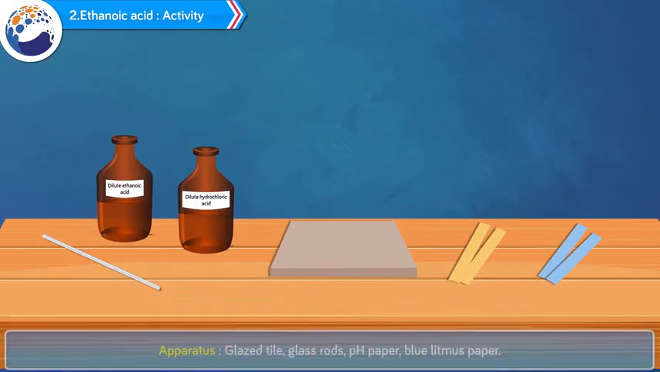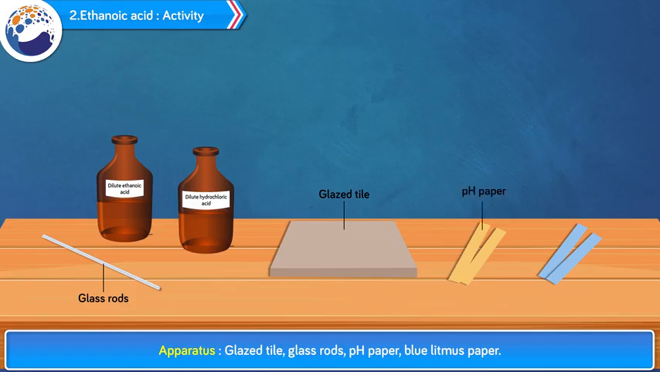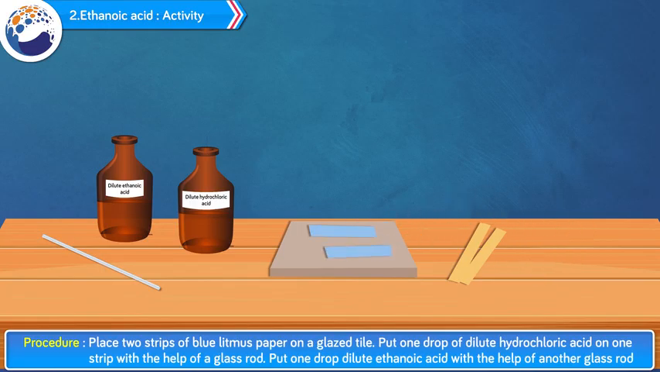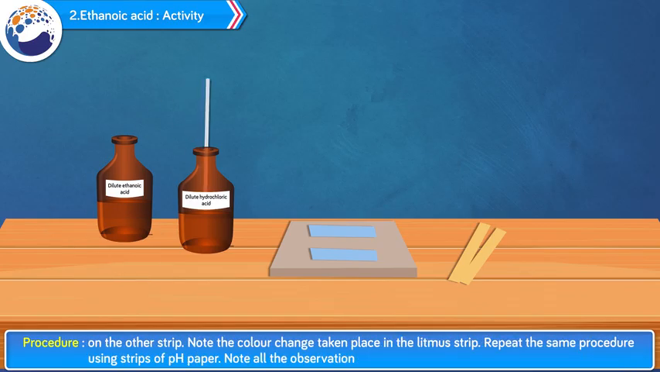Activity. Apparatus: glazed tile, glass rods, pH paper, blue litmus paper. Chemicals: dilute ethanoic acid, dilute hydrochloric acid. Procedure. Place 2 strips of blue litmus paper on a glazed tile. Put 1 drop of dilute hydrochloric acid on one strip with the help of a glass rod. Put 1 drop of dilute ethanoic acid with the help of another glass rod on the other strip.